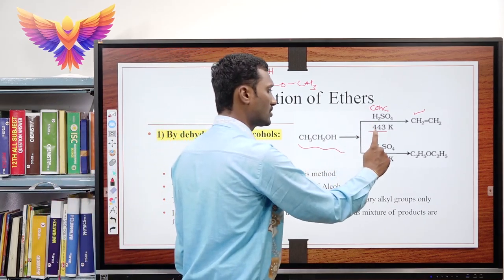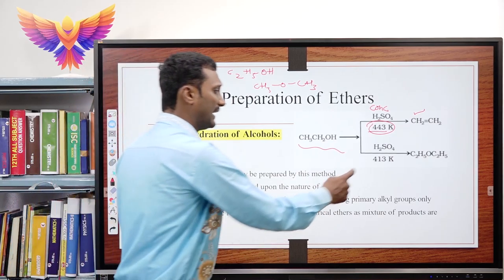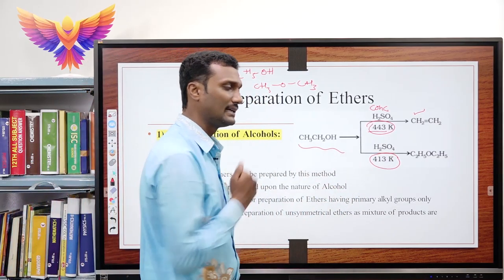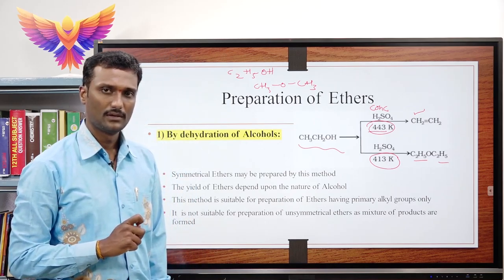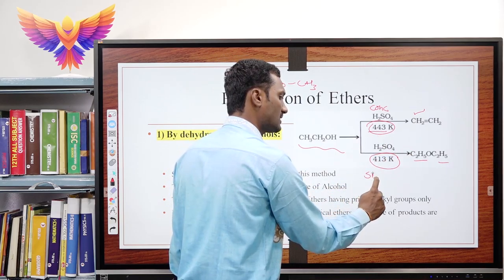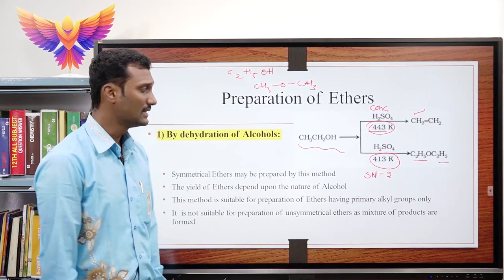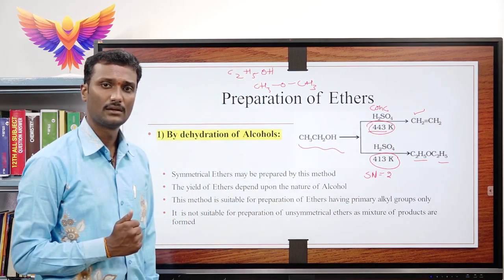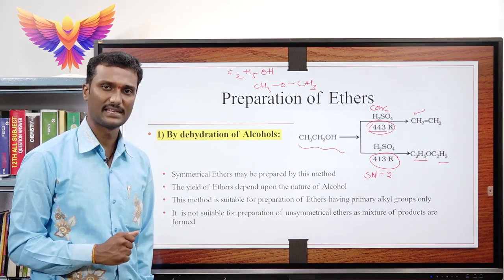In the presence of concentrated H2SO4 at 443 Kelvin, the temperature is very important. Now, if you reduce the temperature from 443 to 413 Kelvin, you will get an ether. It is diethyl ether. By what mechanism does alcohol give an ether? It follows the SN2 mechanism. So the dehydration of alcohol gives us an ether. Am I right? Now let us see in detail how these mechanisms take place.